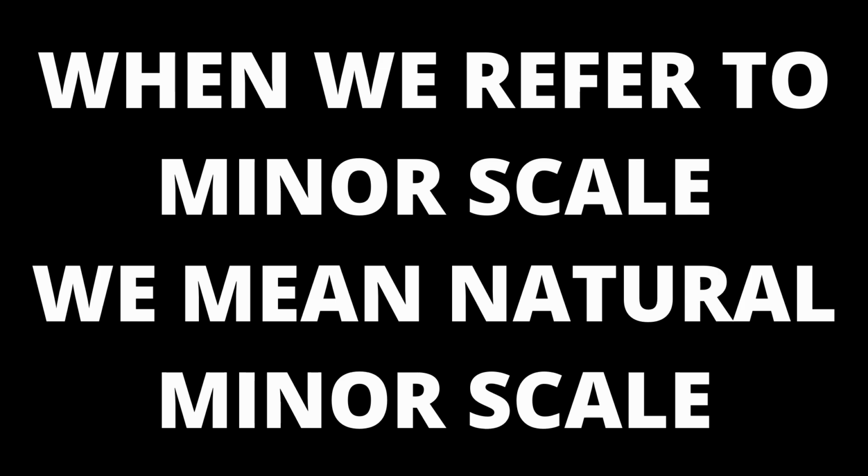The A natural minor scale has the notes A, B, C, D, E, F, and G. It is worth being aware that there is more than one minor scale. We won't go into detail about this here, but where we mention the minor scale, we are referring to the natural minor scale. This is also known as the Aeolian mode or the sixth mode of the major scale.